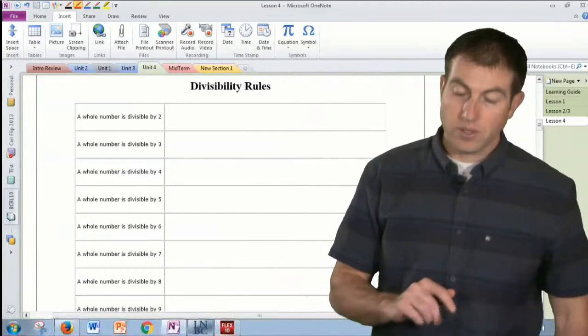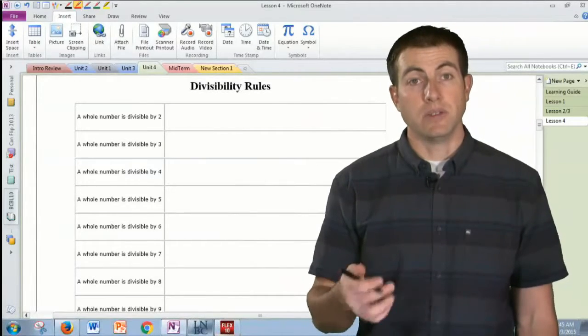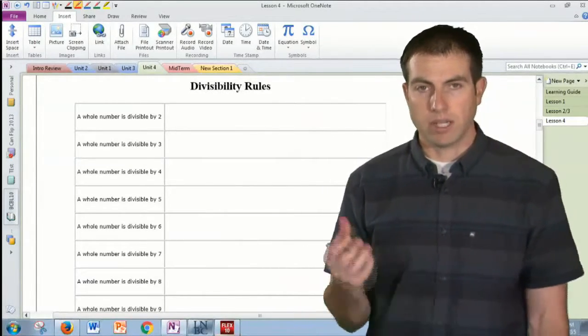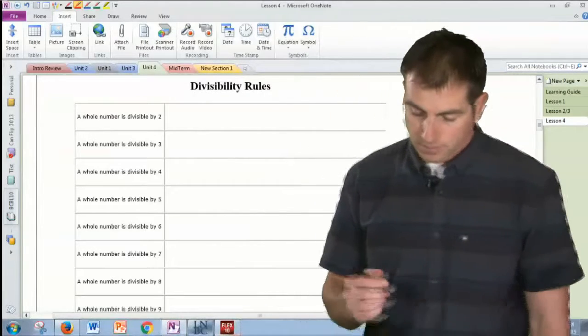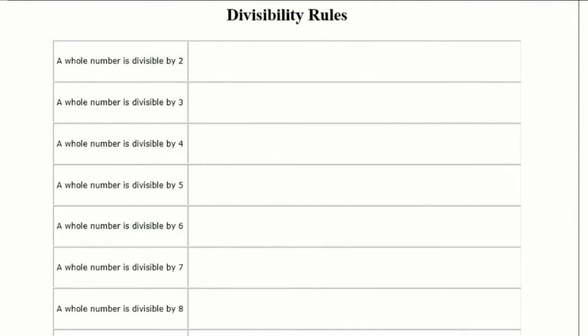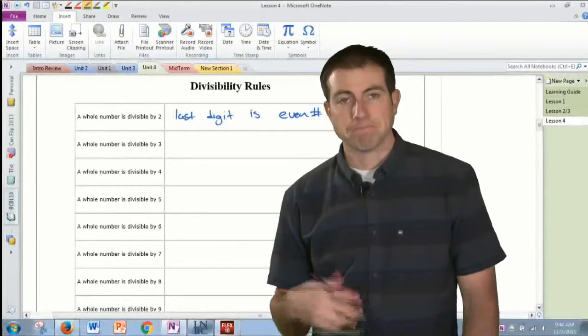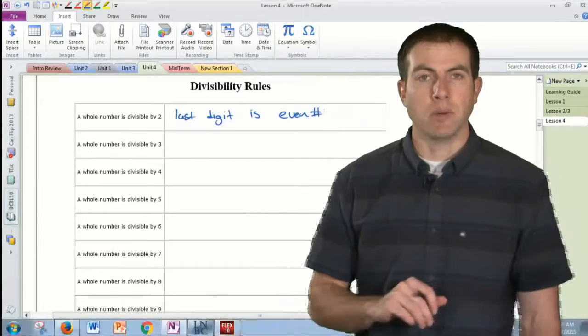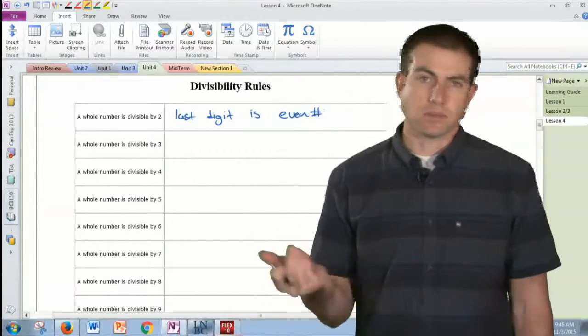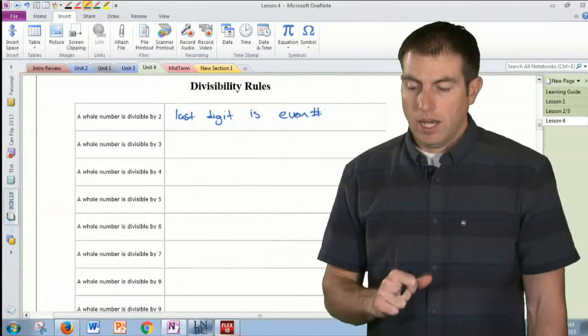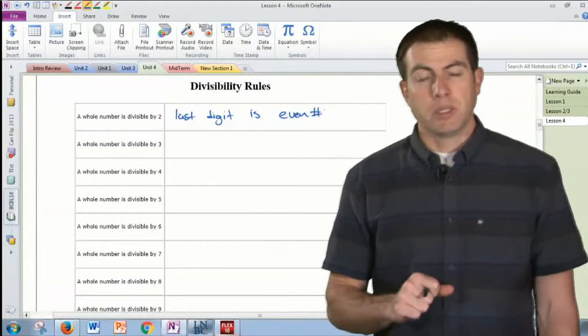If a number is going to be divisible by 2, the number will have a characteristic. If the last digit of our number is even, then it's going to be divisible by 2. Any number whose last digit is an even number is divisible by 2. There you go. How about the divisibility rule for 3?